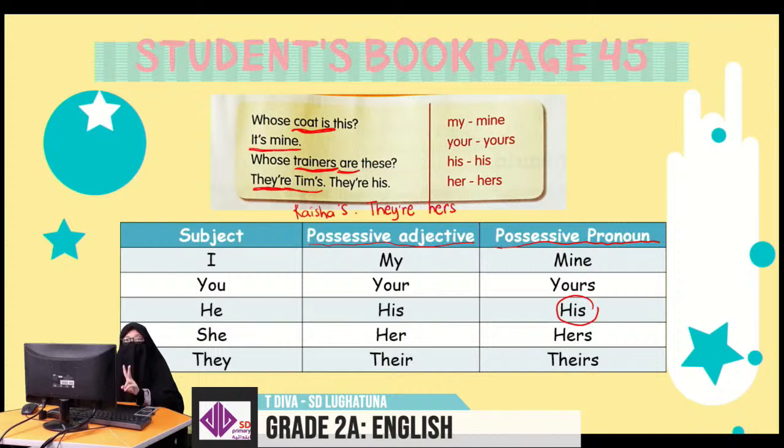Okay, and then another example, whose trainers are these? Example, trainersnya ada dua, there are two trainers. Whose trainers are these? Okay, they're Nahya's and Raisha's. They're theirs. Karena ada Raisha dan Nahya, jadi pakai yang ini. Okay. I hope you guys understand about the use of possessive pronoun.